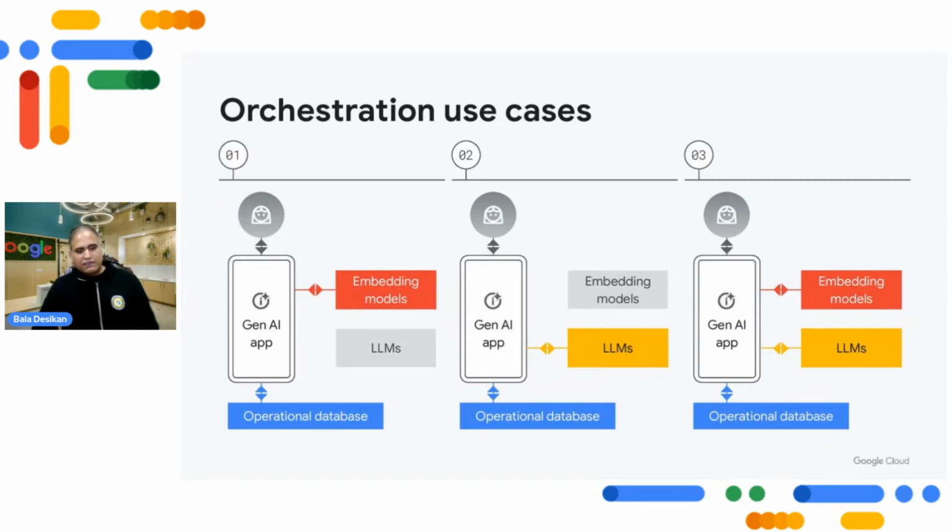And on the second pattern that you see there, you're going to use your LLMs. Here, you're not going to use your embedding models, but you're going to use your LLMs. But you want to ground your LLMs with facts so that you can give real-time data and you are getting accurate results. And the third pattern that you see there is a combination of everything, right? You want to use your embedding model, you want to use your LLMs, and you want to use your operational databases, right?